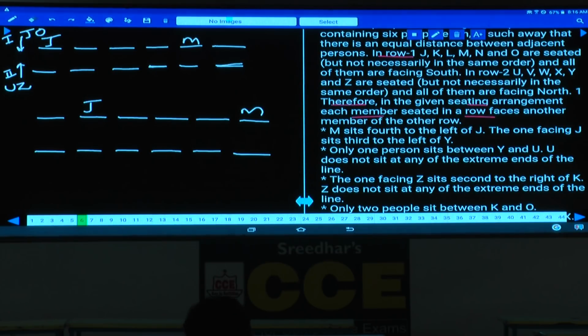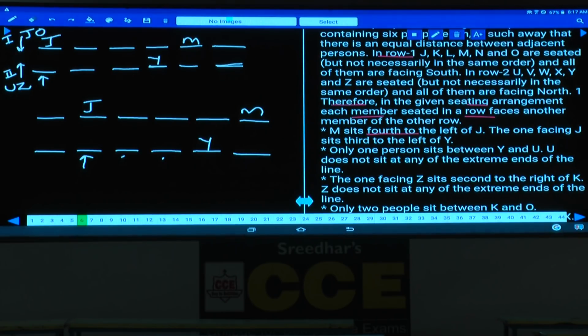M sits 4th to the left of J, and the one who is facing J sits 3rd to the left of Y. Now, the person who is facing J, that means this person is seated 3rd to the left of whom? 3rd to the left of Y. As 3rd to the left of Y, and this Y must be here, then only the person who is facing J sits 3rd to the left of Y. Then now this is the person facing J, and this person is seated 3rd to the left of Y, hence Y must be at this place, 1, 2 and 3.